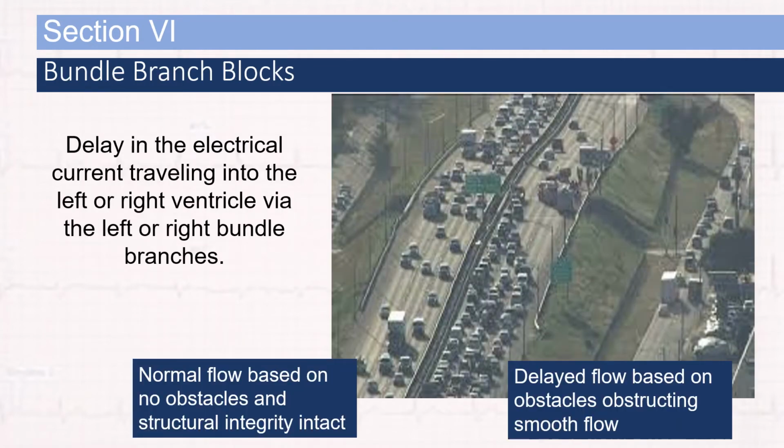Bundle branch blocks are simply delays in the electrical current traveling into the left or right ventricle via the left or right bundle branches, or both. You can have a left bundle branch block, a right bundle branch block, or what's called a bifascicular block. If you look at the illustration, you see traffic moving upward in the photograph, unimpeded, getting to its destination in a timely manner.